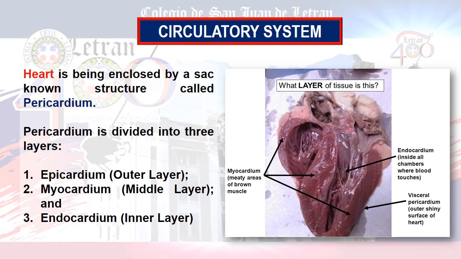The heart is a muscular pumping organ that is the central component of the circulatory system. It is divided into two parts by a muscular organ which is called the septum. The muscular component of the heart is called the pericardium. It is a sac-like structure that encloses the heart. This is divided into three layers. We have the epicardium, myocardium, and endocardium.